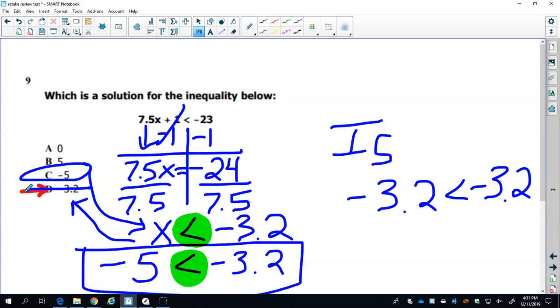So pay attention to the inequality sign. Okay, so this again was pretty tricky, but you've got to think, is negative 3.2 less than negative 3.2? This is not true. That's false. Negative 5, though, is the only choice that's less than negative 3.2.